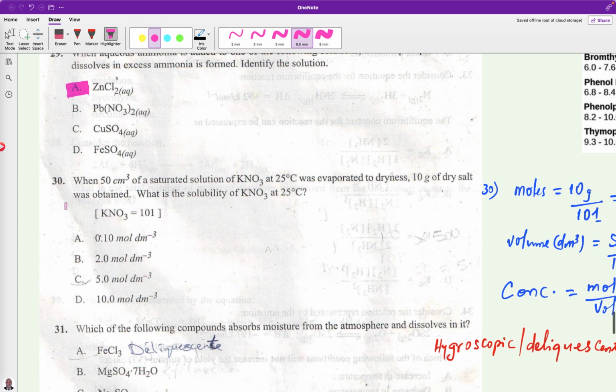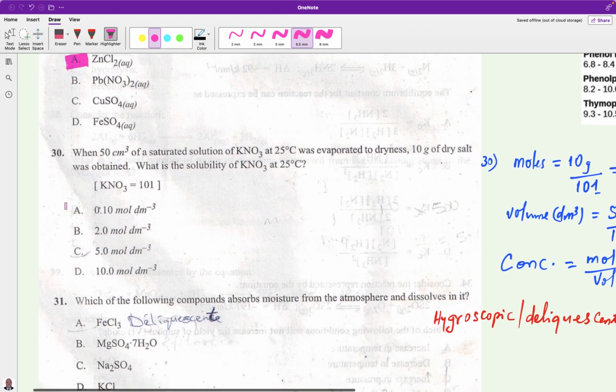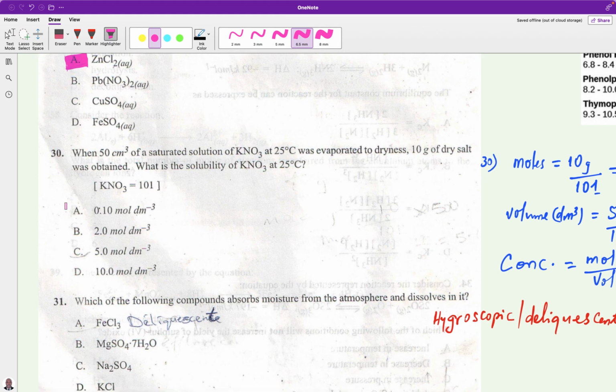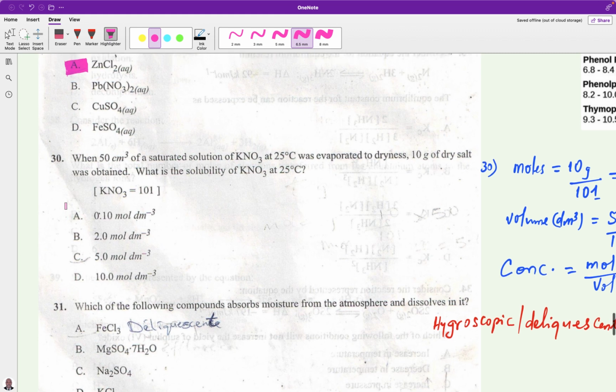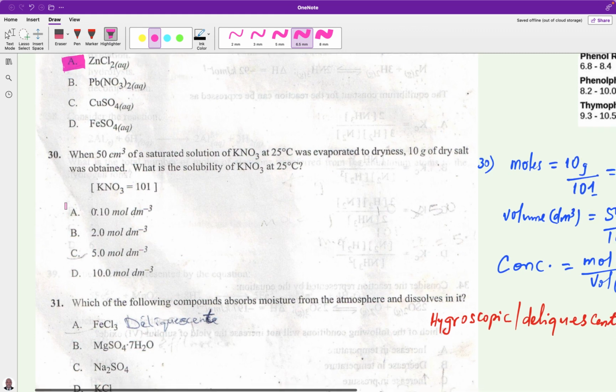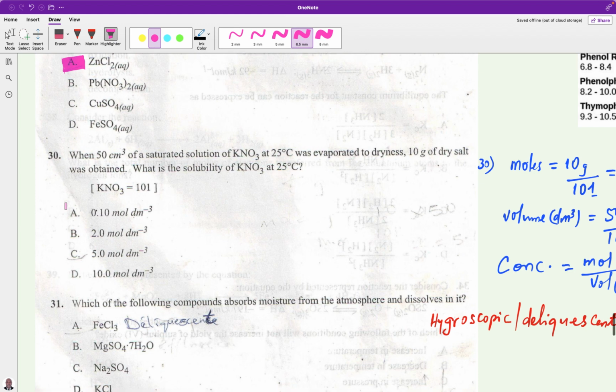Okay. Now, question number 30. When 50 cm cube of a saturated solution of potassium nitrate at 25 degrees Celsius was evaporated to dryness, 10 grams of dry salt was obtained. What is the solubility of potassium nitrate at 25 degrees Celsius? The solubility here is in mole per dm cube. That's the concentration. What is the solubility? In other words, what is the concentration?